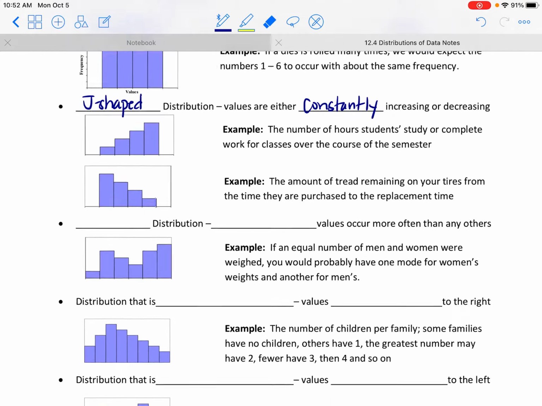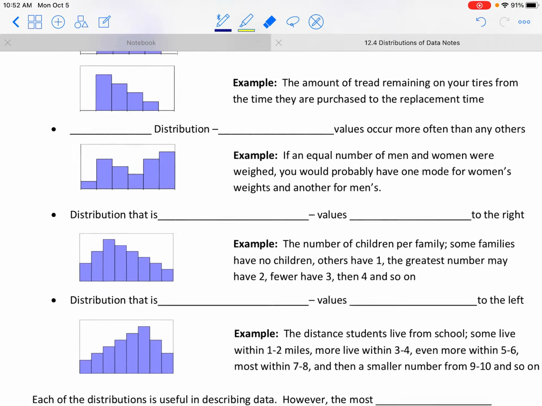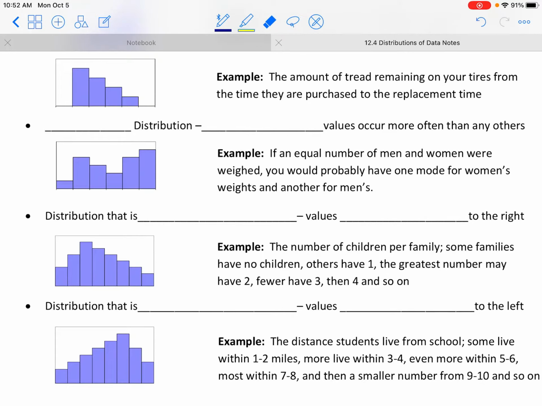The next one, we're looking at two values possibly occurring more than others. So in this graph where there isn't a constant increase or decrease, it's sort of jumping all around. It looks like this value here and this one are occurring a lot more frequently than the others. And maybe it's going to be a little more clear in some of the pictures, but we're going to call this bimodal. Remember, mode means the most. So bimodal means you have two values that occur more often than any others.